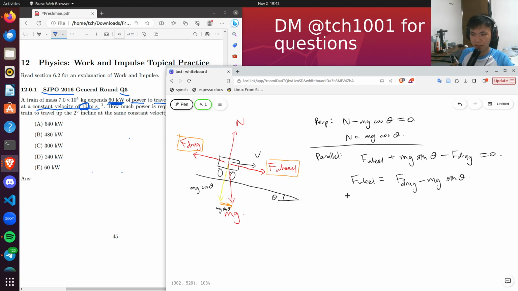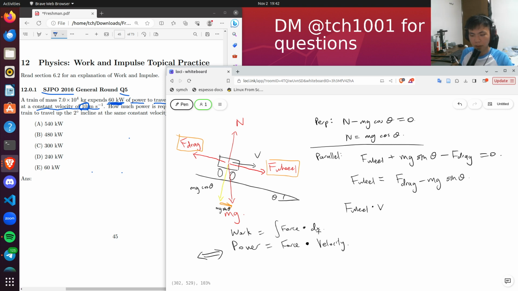So what this tells us is F wheel times V. Strictly speaking, power is given by the dot product of force and velocity. Yes, this comes directly from work equals the integral of force dot dx. If you differentiate both sides by time, you get this.